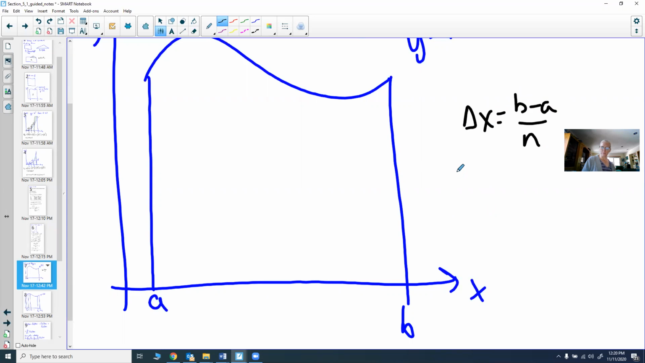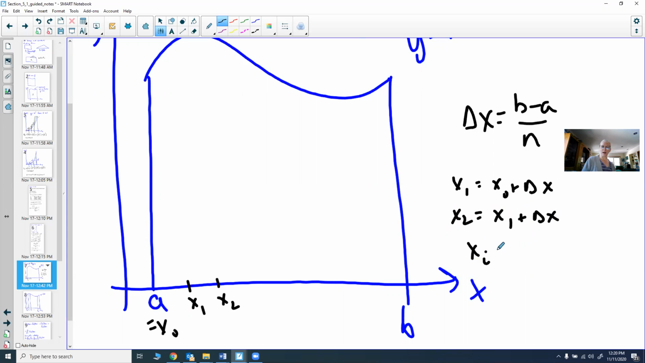X sub 0 is a. X sub 1 would be right here. X sub 2 would be right here, and so forth. Well, x sub 1 is equal to x sub 0 plus delta x. X sub 2 would be x sub 1 plus delta x, and so forth. And so that means that my x sub i, any x here, anywhere in this interval, would be equal to x sub i minus 1, the one right before it, plus that delta x.